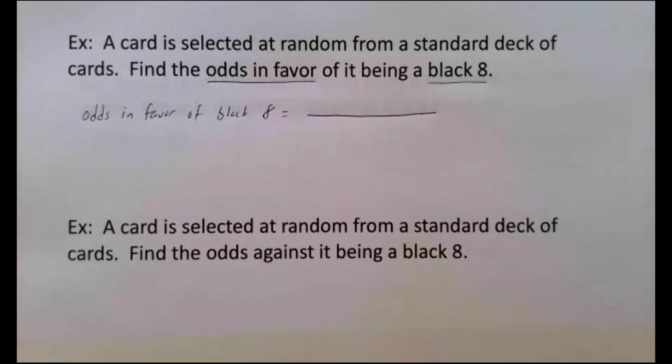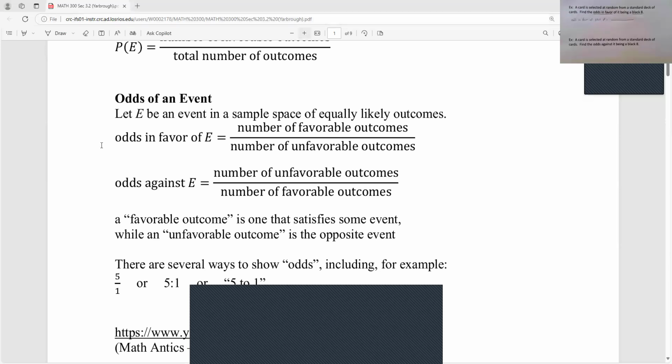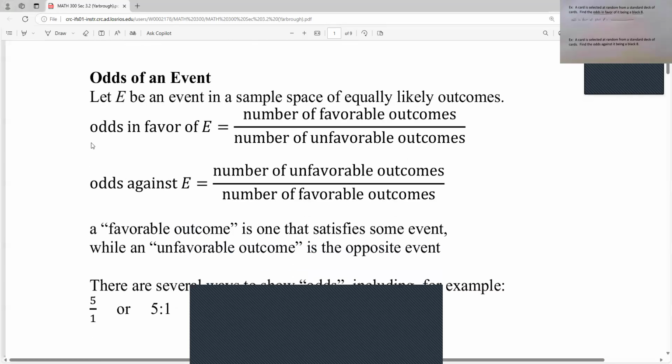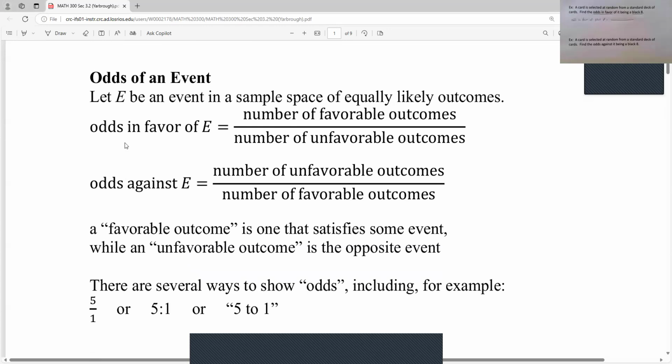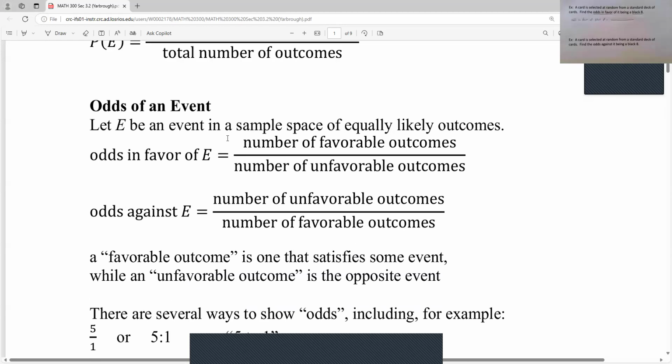Let's go back to the notes from the class that we looked at in the beginning, and I said when we're talking about odds, it's a different definition. When we talk about odds in favor, look at the denominator. It doesn't say total number of outcomes. It says number of unfavorable outcomes. The numerator actually still says favorable outcomes. The denominator does not say total, though. It says number of unfavorable outcomes.